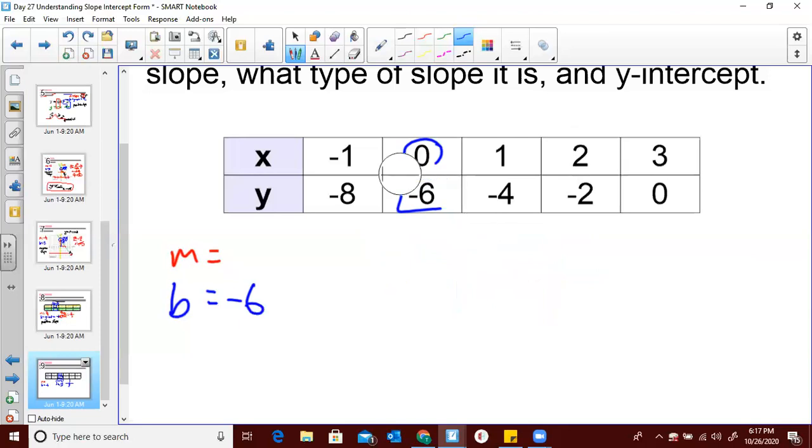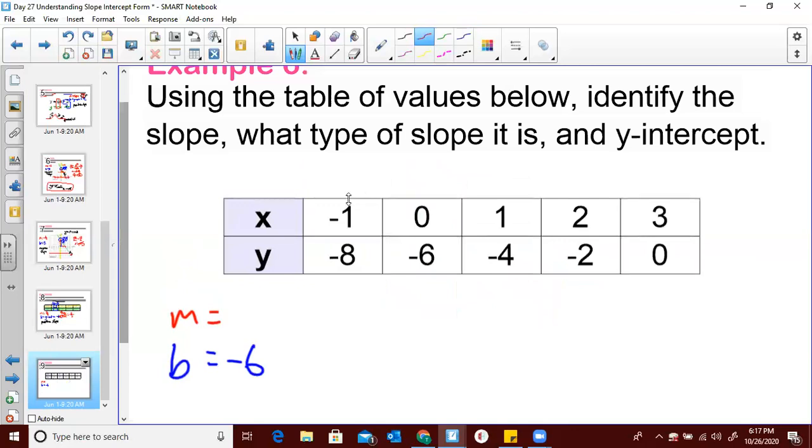All right, for the slope. Let's just look at the difference between these numbers, right? So from -1 to 0, what do we have to add to get from -1 to 0? We had to add 1. And you can check this with each number going to the right. What do we have to do to get from 0 to 1? We have to add 1, right? What do we have to do to get from 1 to 2? We have to add 1. 2 to 3, we have to add 1. Okay? And then our y value.